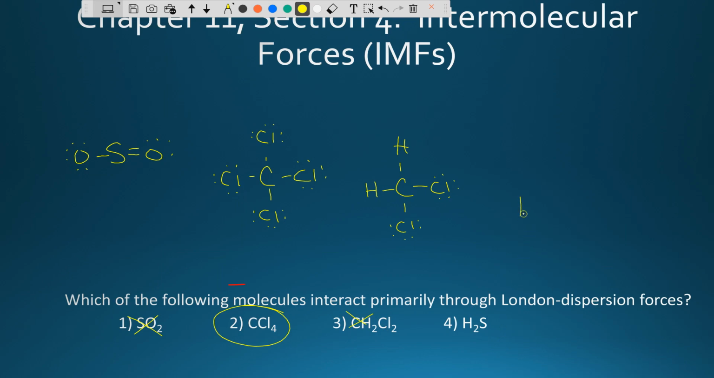Last one we're going to be taking a look at is H2S. This looks like a water molecule with sulfur instead of oxygen, and so this is polar. And you might also ask, is this going to be a hydrogen bond? No, it's not one of the ones. But the question is only asking about London dispersion. Since it's polar, that doesn't work either.